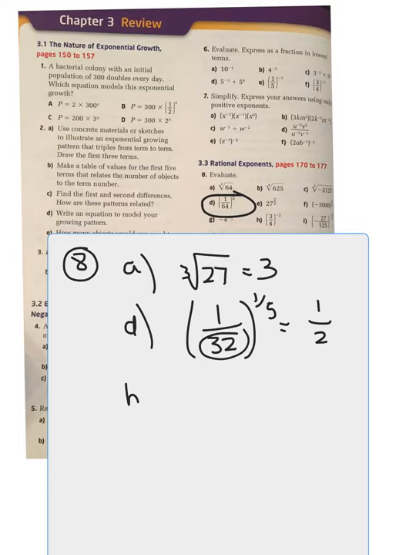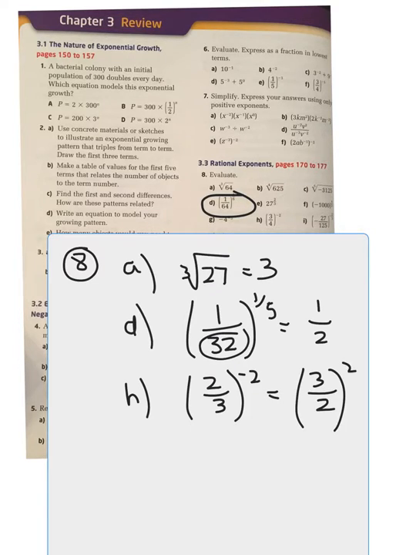Look at H down the bottom there. If we have 2 over 3 to the -2, we know we flip it. 3 over 2 to the +2. On the top, 3 squared is 9. On the bottom, 2 squared is 4.